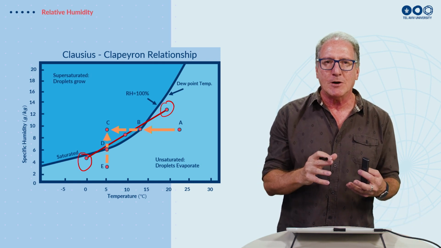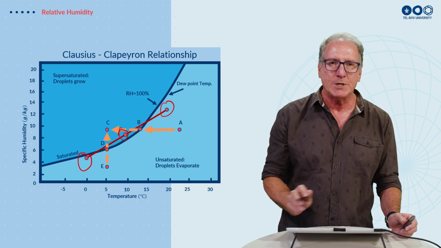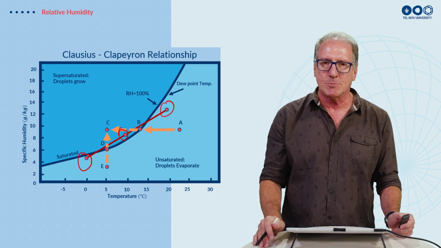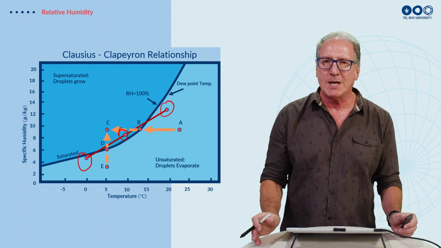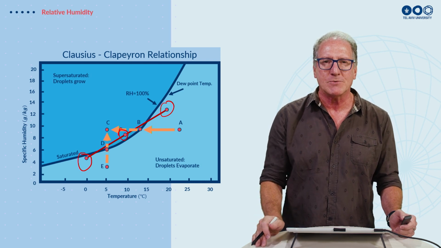We bring them together over the Mediterranean, we mix them together, and we're left with this point here, which is above the line of the Clausius-Clapeyron relationship. So just by mixing two different air masses together, we can get saturation and clouds can form in the atmosphere.